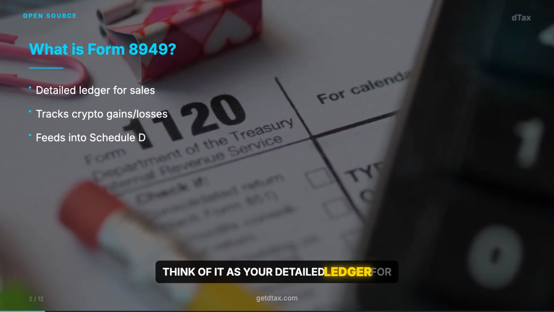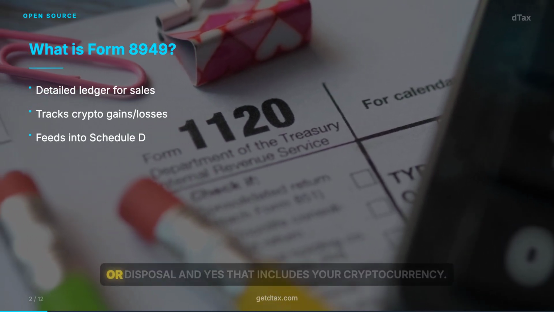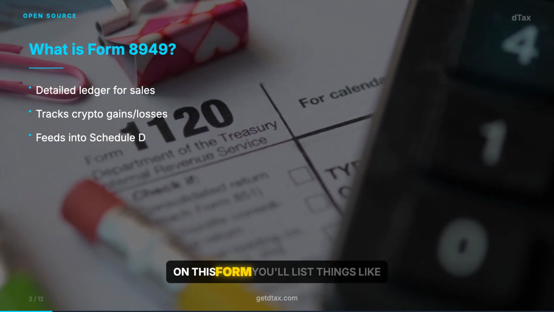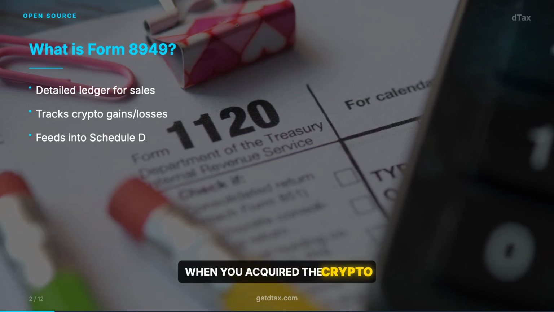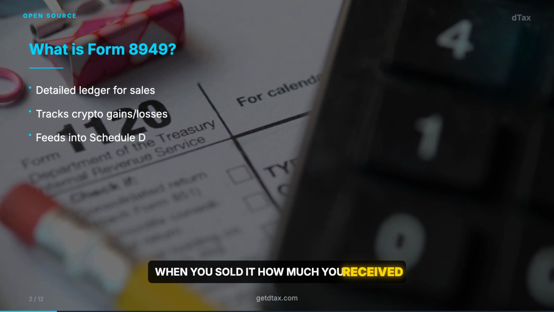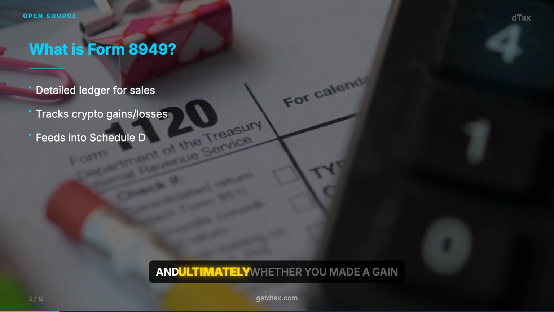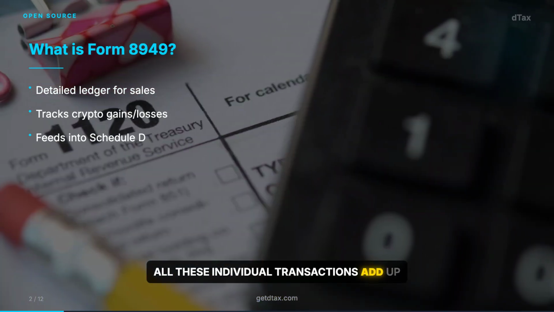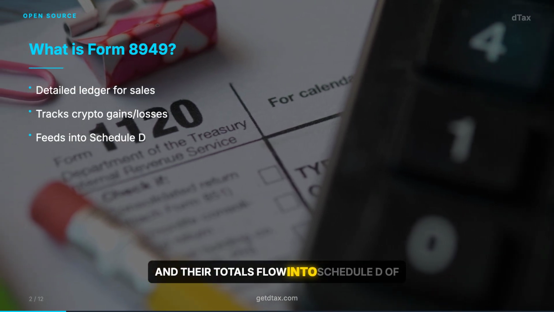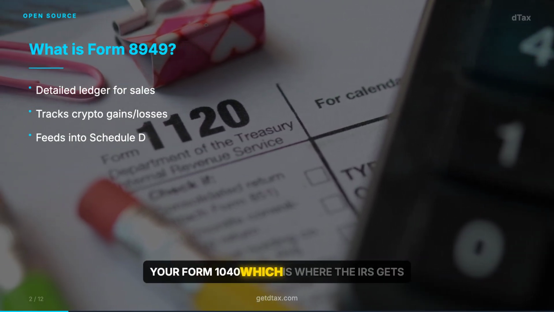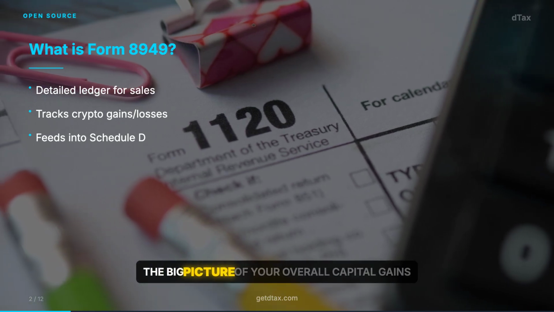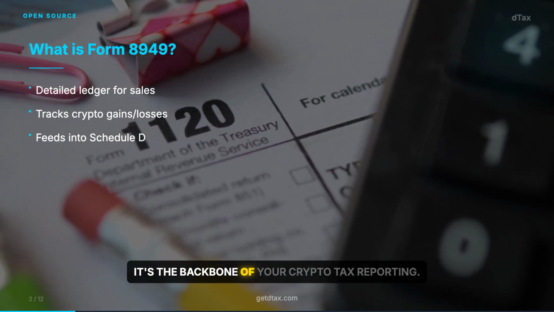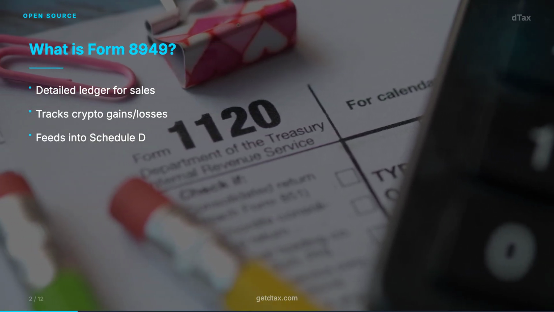Think of it as your detailed ledger for every single capital asset sale or disposal. And yes, that includes your cryptocurrency. On this form, you'll list things like when you acquired the crypto, when you sold it, how much you received, what your original cost was, and ultimately, whether you made a gain or a loss. All these individual transactions add up, and their totals flow into Schedule D of your Form 1040, which is where the IRS gets the big picture of your overall capital gains and losses for the year. It's the backbone of your crypto tax reporting.